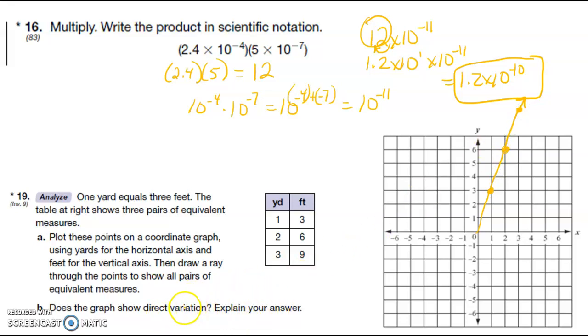Does the graph show direct variation? So for direct variation, we need a line that goes through the origin and is up and to the right. So I'm going to say yes.